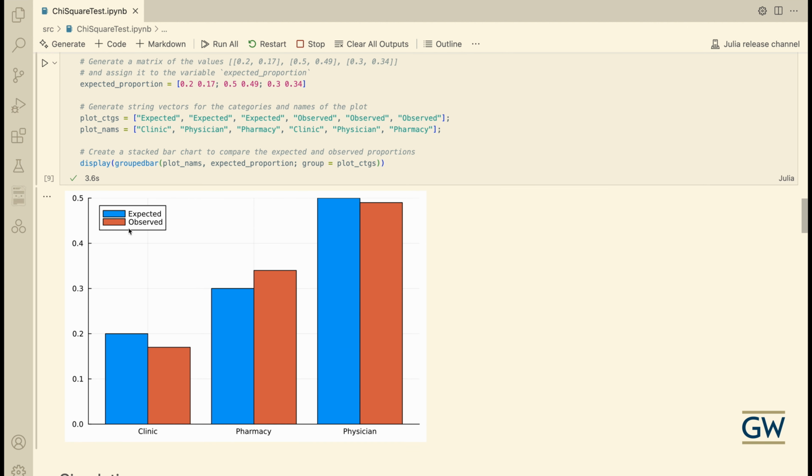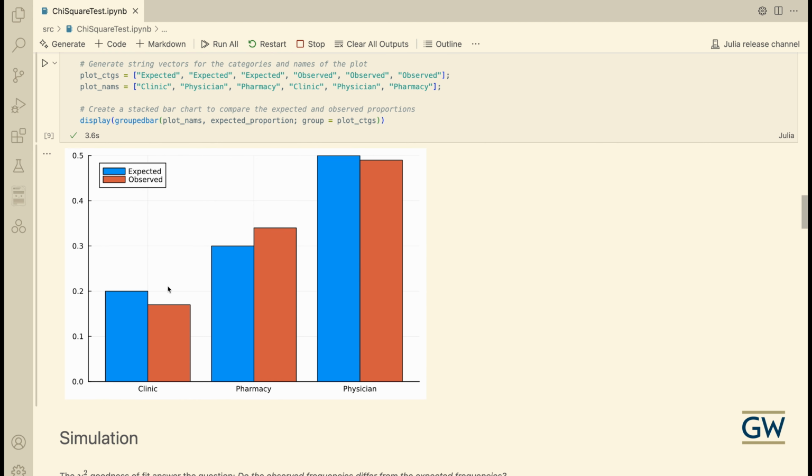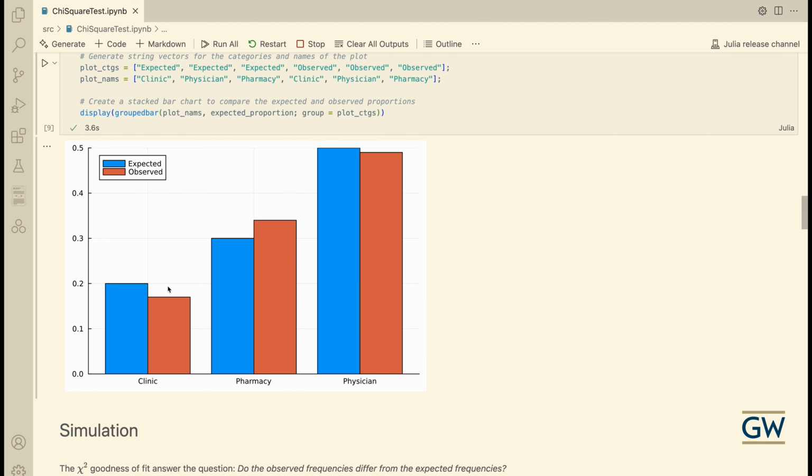And so if I want to visualize this, have a look at this. In blue, we see our expected proportions, 20%, 30%, 50%. And in this reddish-orange color, we see the observed proportions. And what the chi-square goodness of fit is going to do is just to say, can we express how different what we observe is from what we expect?